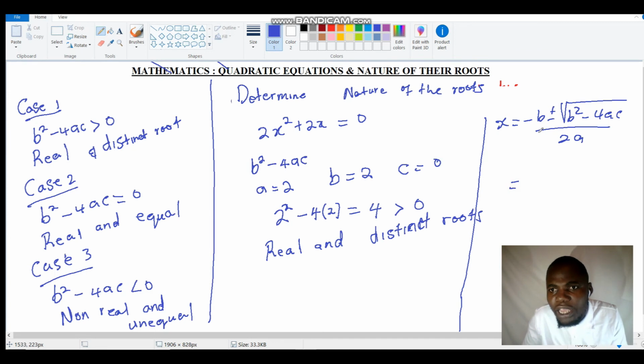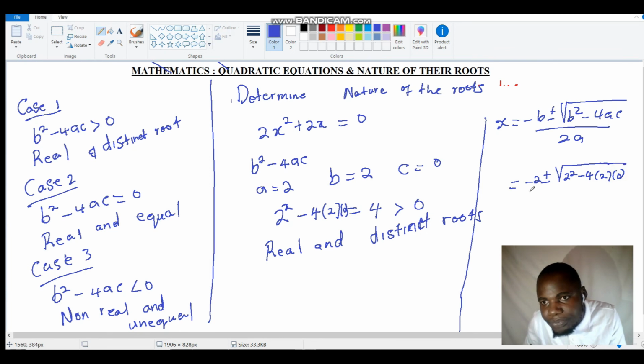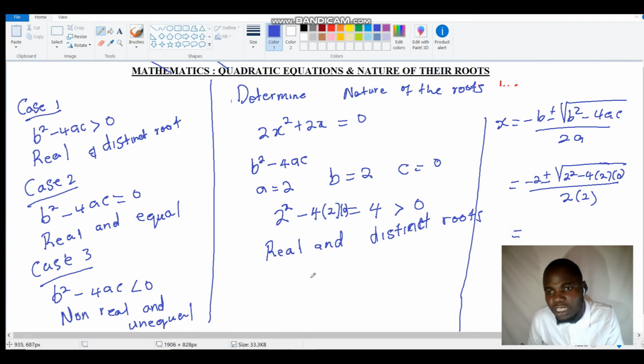So now we put in our b, which is minus 2, plus or minus square root of b squared, so it's 2 squared minus 4. Where there is a, you put 2. Where there is c, sorry, here you missed something, that is 0. So you have 4ac over 2 times a, which is 2. So what do you get? You use your calculator to find your x1 and x2. That means you'll have 2 roots.